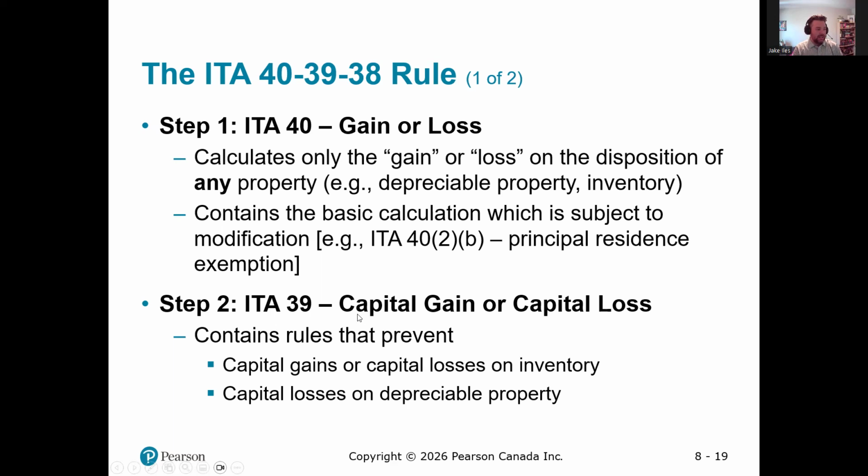Tax Act 39 has specific rules that prevent capital gains or losses on inventory. Basically, it's the tax rules saying inventory is a business item. It can't have gains or losses. Capital losses on depreciable property. There are no capital losses on depreciable property. That's handled with terminal loss and recapture.